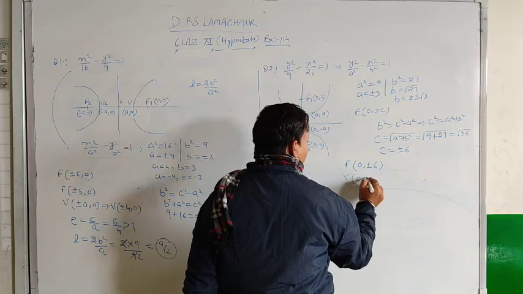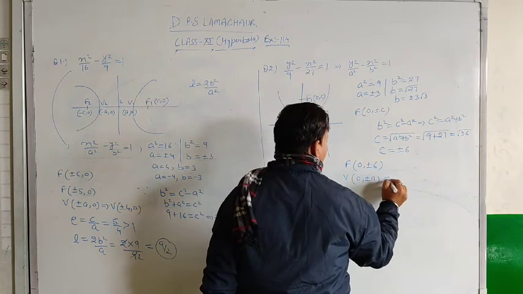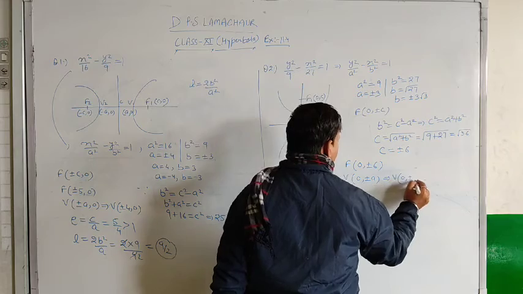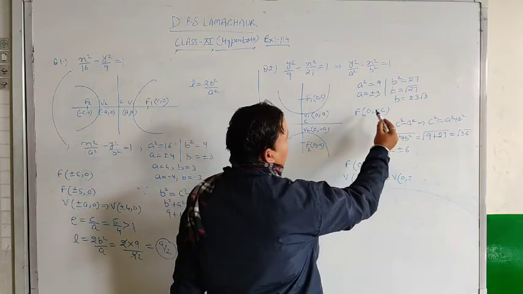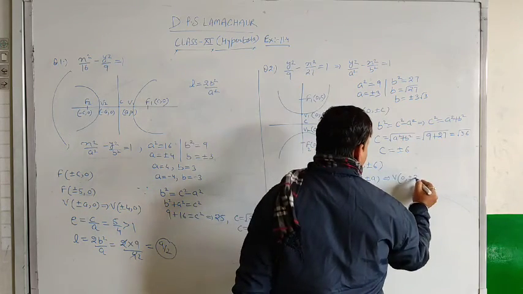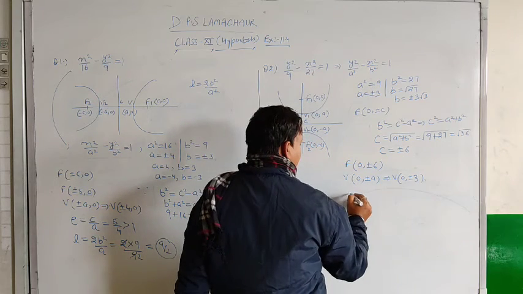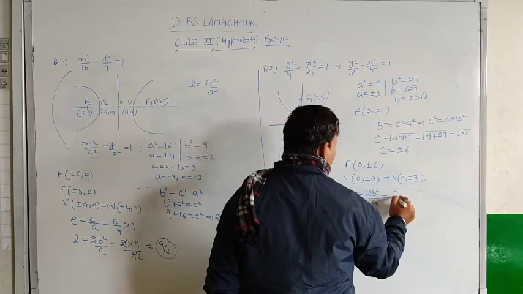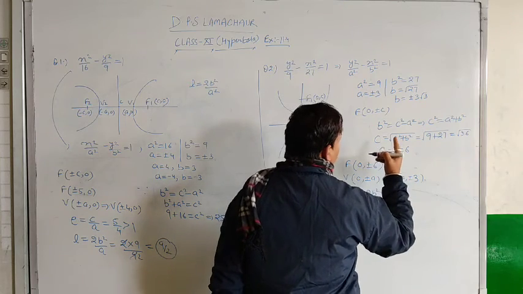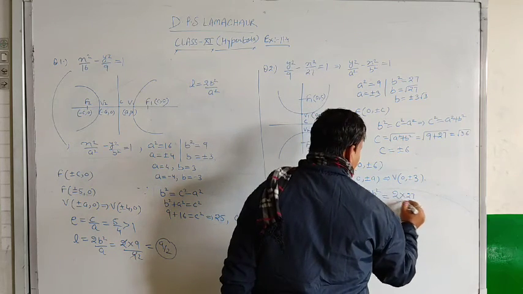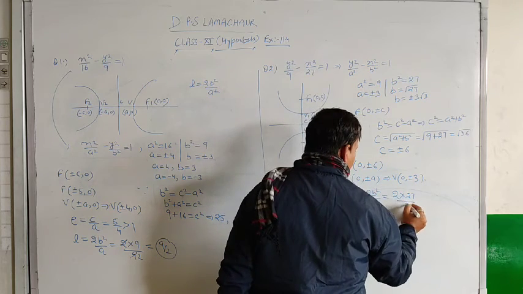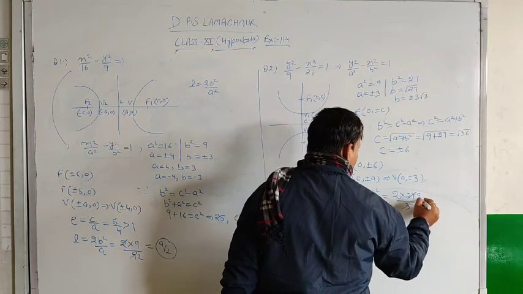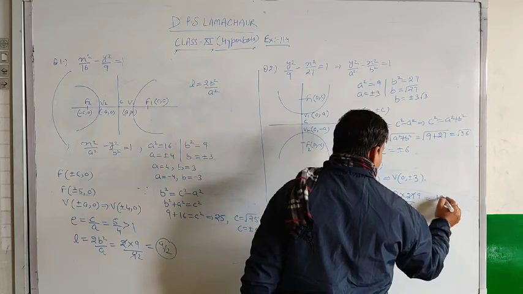Vertex is 0 comma plus minus a. The value of a is 3, so this will be plus minus 3. Length of latus rectum is 2b square upon a by the formula. So this will be 2 into b square, the value of b square is 27 and the value of a is 3. 3 nines are 27, 9 twos are 18.